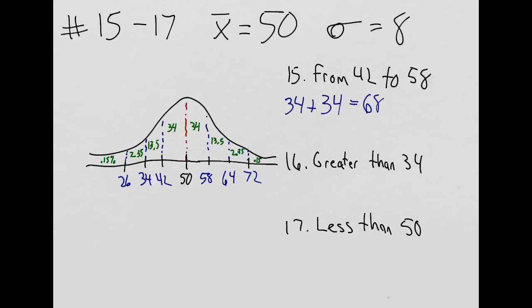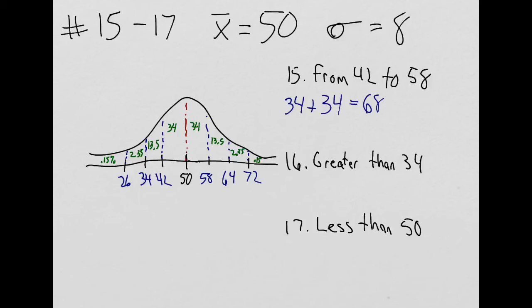Okay. Now let's look at number 16. That one's saying greater than 34. So what region is that? Basically, that's everything to the right of 34. And so it's everything except that 2.35 here and that 0.15 there. Now, you could get the answer by adding 13.5 plus 34 plus 34 plus 13.5 and the 2.35 and 0.15.